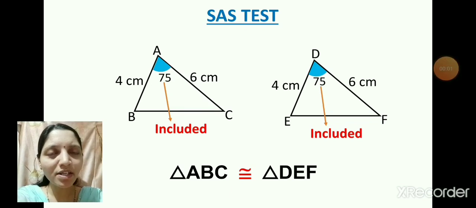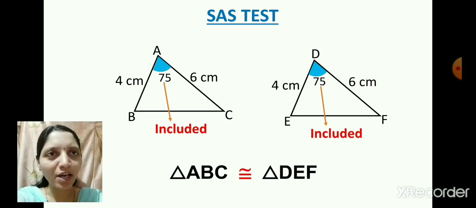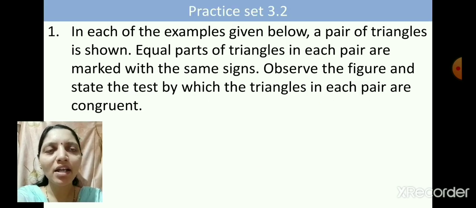So students, which two tests did we learn today? Yes, the first one, angle side angle test, and the second one, side angle side test. The remaining three tests we will learn in the next session. And now we will try to solve some problems based on these two tests from practice set 3.2.